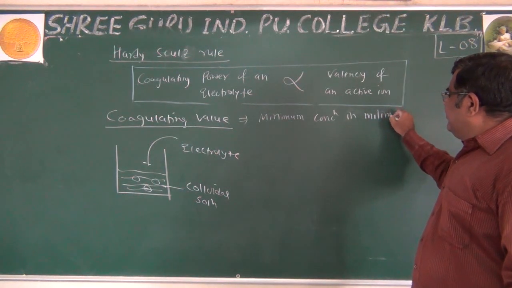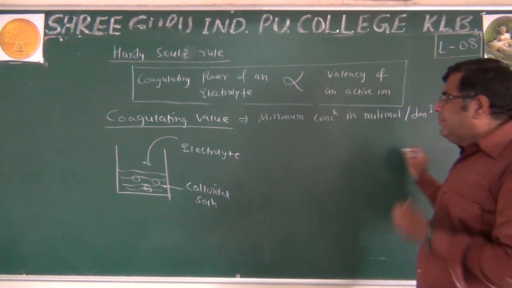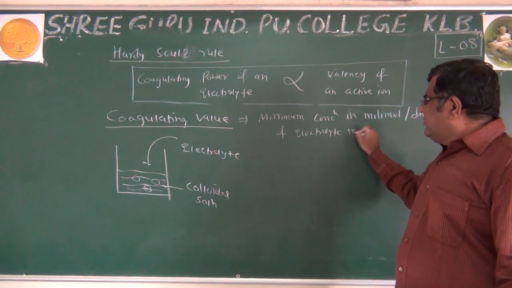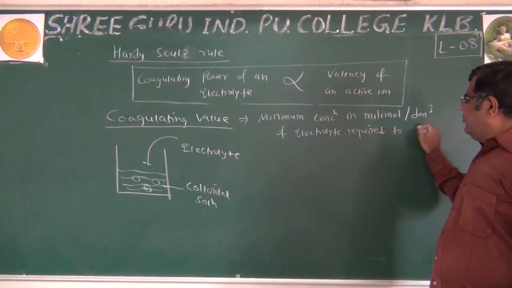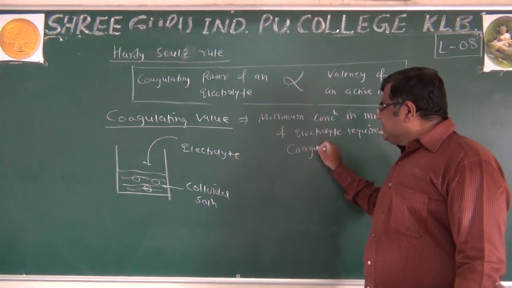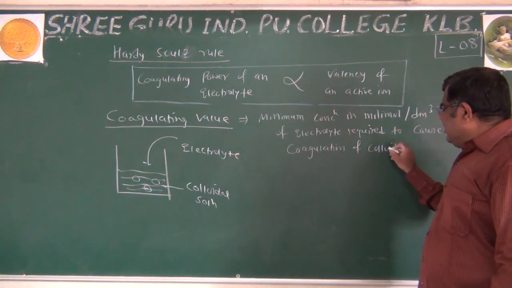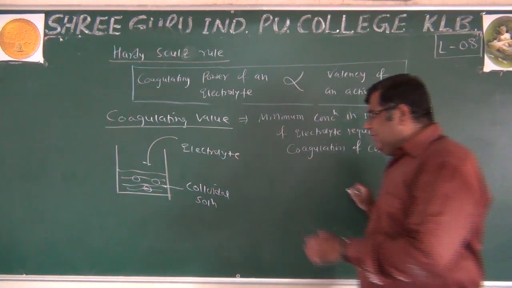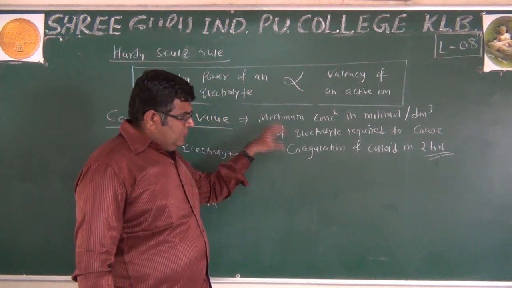in millimole per cubic decimeter of electrolyte required to cause coagulation of colloid in 2 hours. They have mentioned this technical definition, 2 hours time, but when we write we just mention 2 hours.